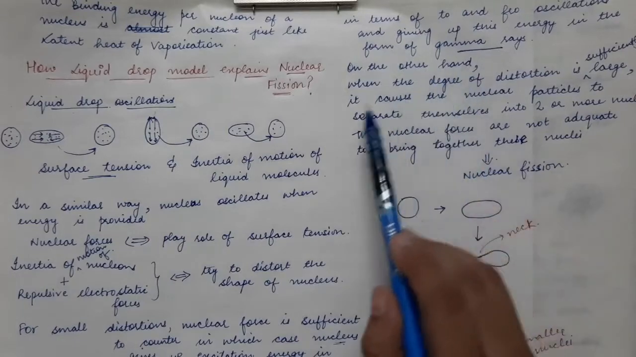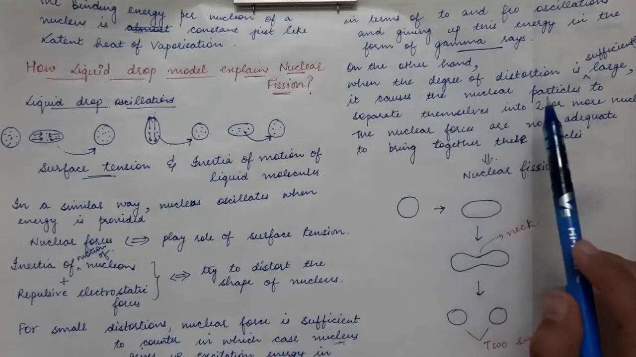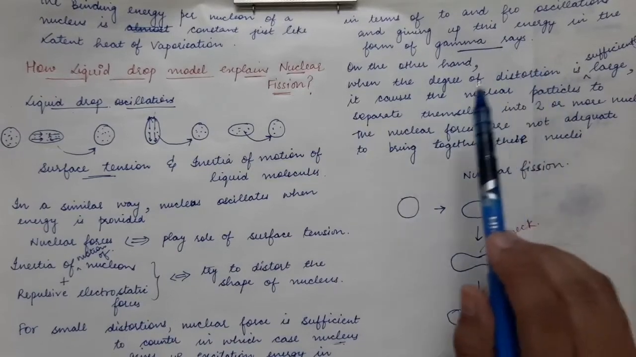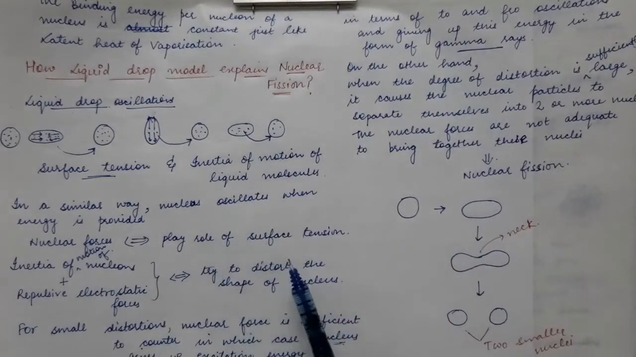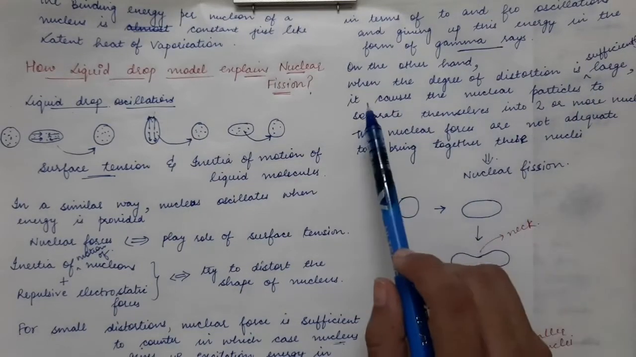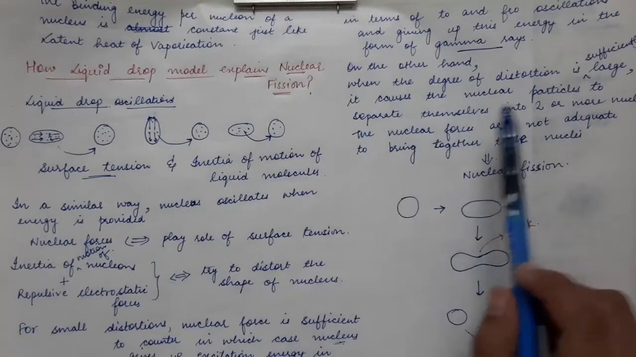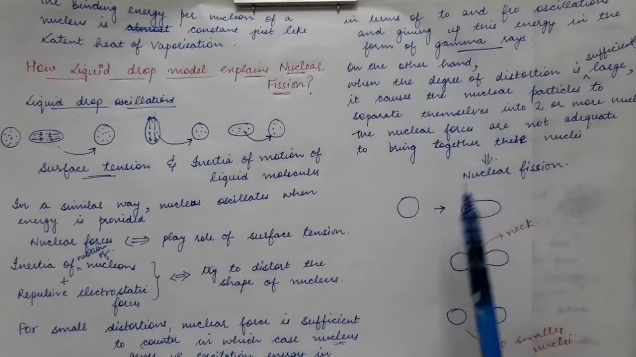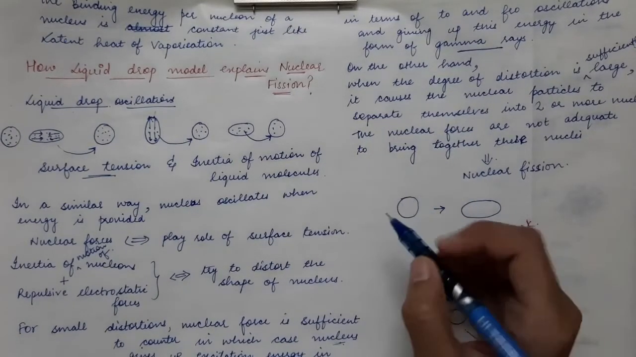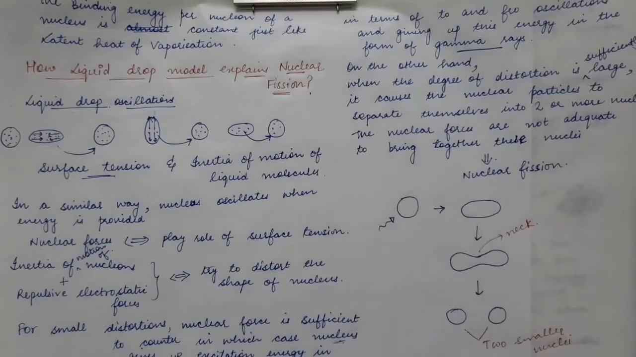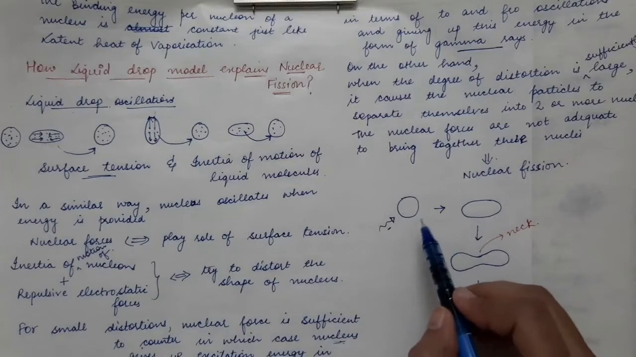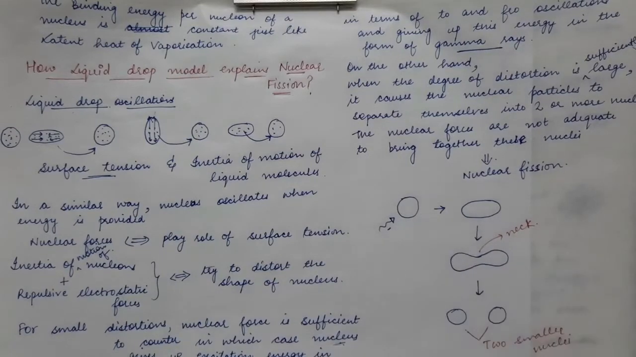Now, on the other hand, when the degree of distortion, or the external energy provided to the nucleus, is very large, it causes the nuclear particles to separate themselves. So this is the nucleus, and some energy is imparted to it such that this energy is large enough to break the nucleus.